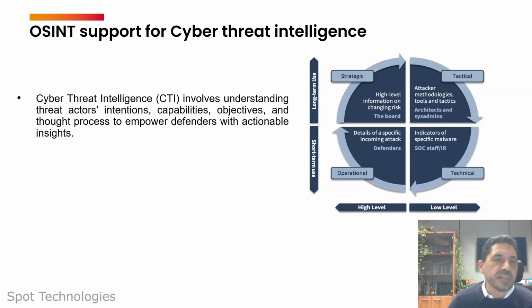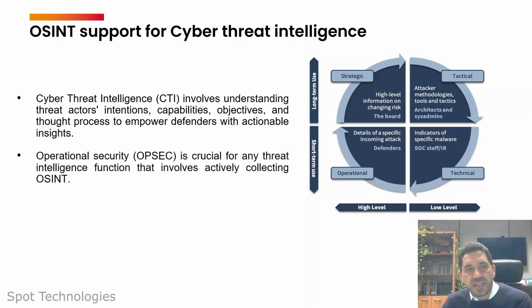CTI professionals differentiate between data, information, and intelligence, obviously. Data refers to an individual piece of information like an IP address or domain name. Information is vetted data but lacks strategic context, while intelligence adds analysis and context, making it actionable, such as a feed of malware hashes associated with specific cybercrime actors. Operational security is crucial for any threat intelligence function that involves actively collecting open source intelligence. OPSEC protects individuals during intelligence collection by safeguarding personal and technical information from falling into the wrong hands.